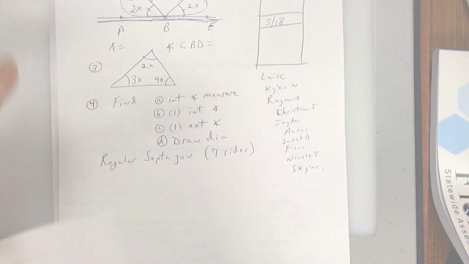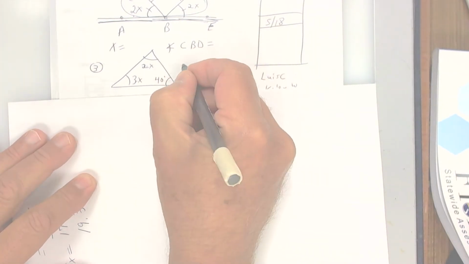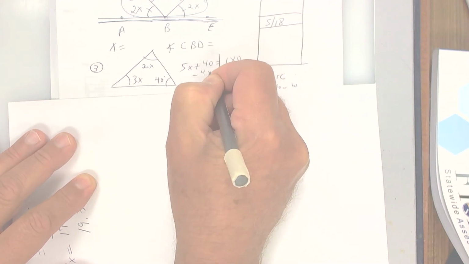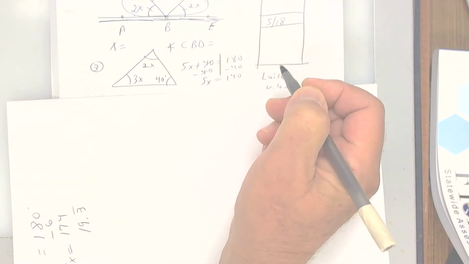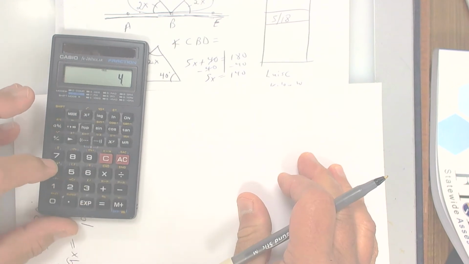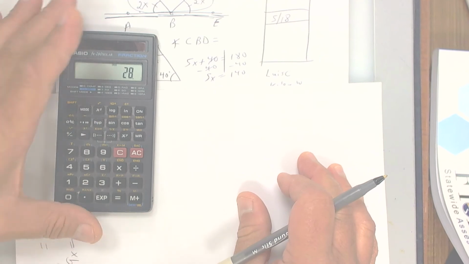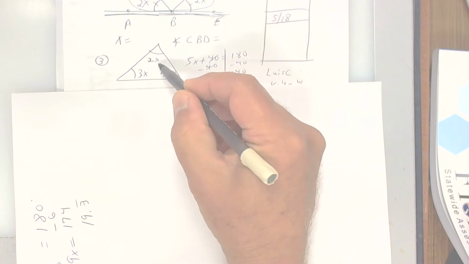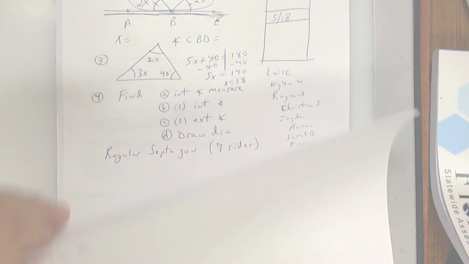This one right here, all the angles of a triangle add up to 180, so this gives you 5x plus 40 is equal to 180 degrees. You're going to subtract 40 and get 5x is equal to 140, and then divide by 5. So 140 divided by 5 is going to be 28. So I get 28 for x, but if they want to know the angle, you'd multiply by 2 or multiply by 3. Make sure you understand that.